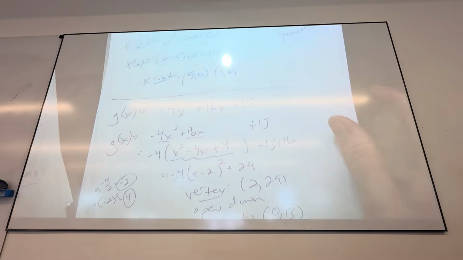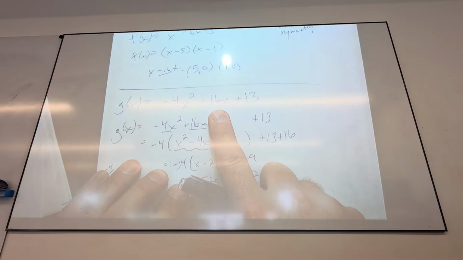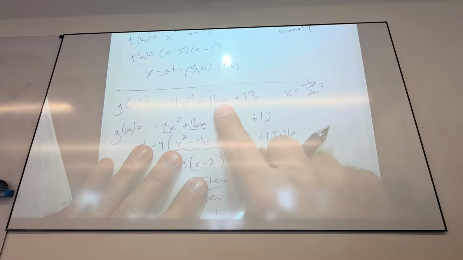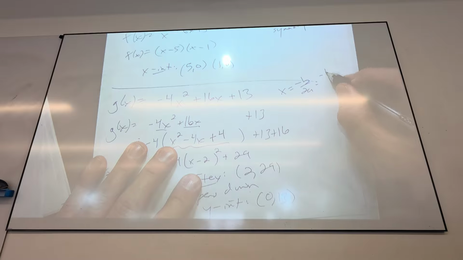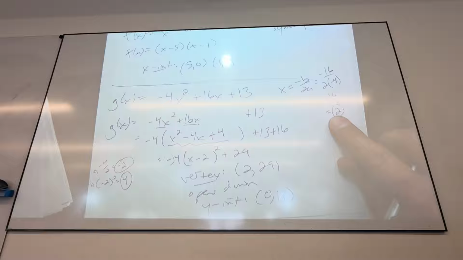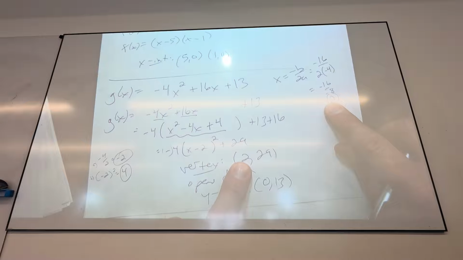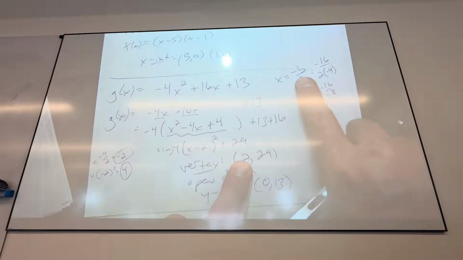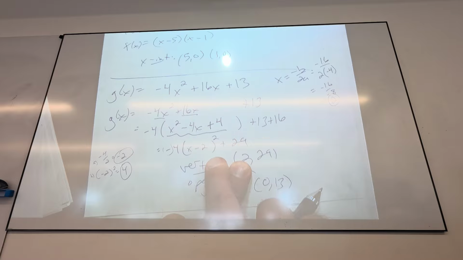Look at this problem again. We did this problem, yes? Can somebody tell me what b is? 16. So it'll be negative 16. What's a? Okay, what's negative 16 divided by negative 8? And what was the x piece of the vertex? Do you understand? Does anyone understand? So this shortcuts all of this. I can just get straight to the vertex if I use this shortcut.